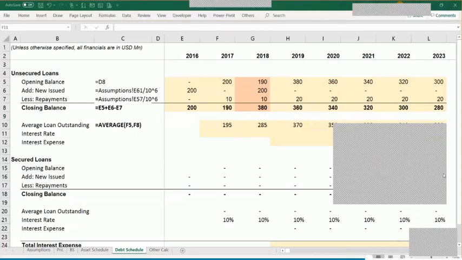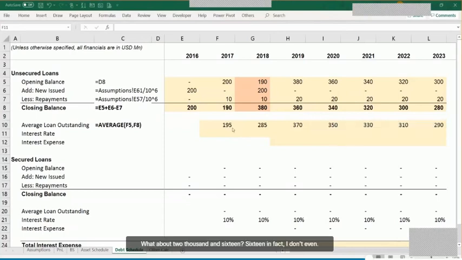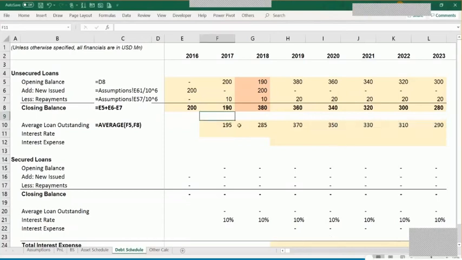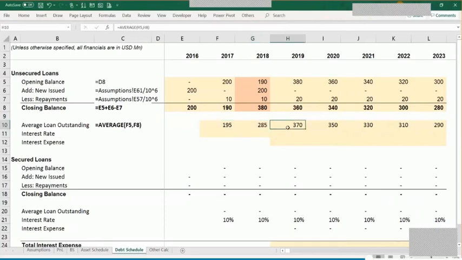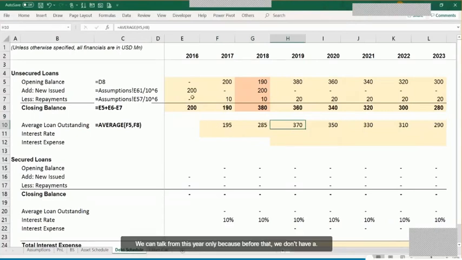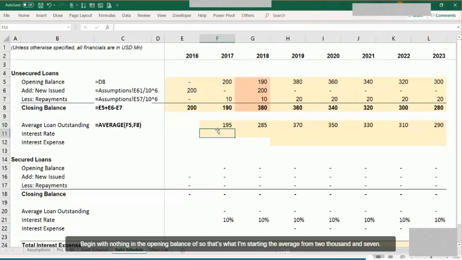What about 2016? See, 16, in fact, I don't even need for 17 and 18. I don't need it for 17 and 18 also, because essentially we are creating the projection starting from 2019 onwards. So I've just included it for 17, 18 because we can compute an average starting from this year only, because before that we don't have an average to begin with. There's nothing in the opening balance, so probably it wouldn't show the right result. So that's why I'm starting the average from 2017 onwards. But as I said, you don't even need 17 and 18 over here. You can ignore these 2 years also, because this schedule is important for us to work out the interest expense from 2019 onwards.